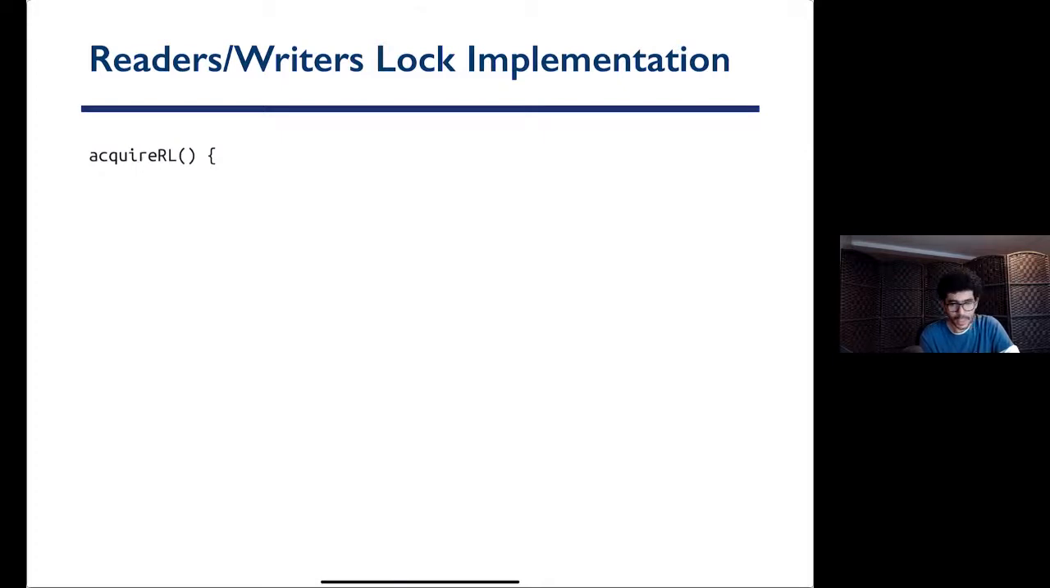Okay, so if a thread calls this function, we want to see if it is safe for this reader to have access to the shared data. So what do we do? We are going to look at the variables that we have. Those variables are shared data, so we're going to lock the mutex because we're going to access shared data. So we lock the mutex.